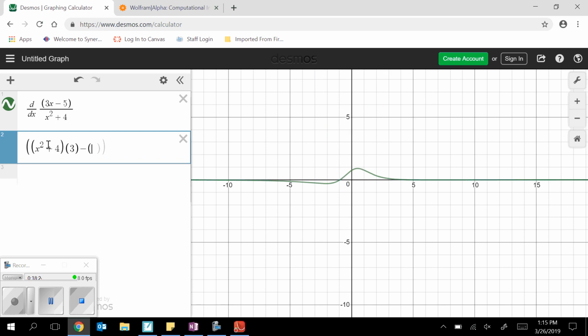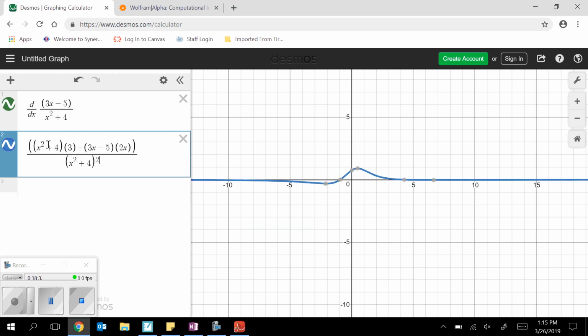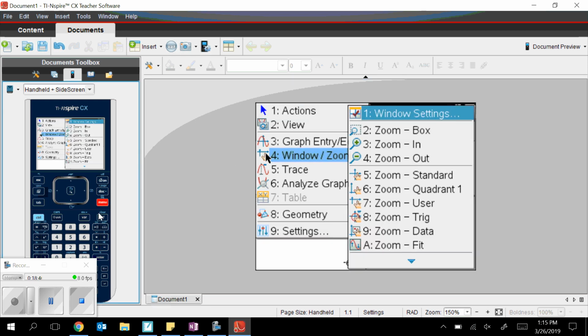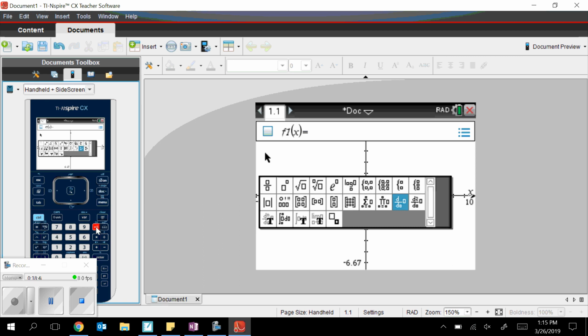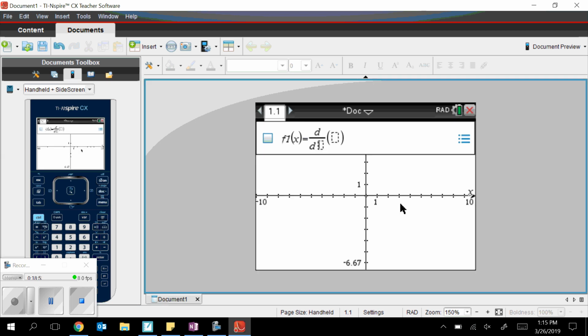Divided by squared plus 4 squared. See how the graphs are the same if I turn off the blue one? Because they're the same, I know I did it correctly. You could do the exact same thing in your graphing calculator. Remember the derivative notation. Oh, where is it? It's either in the menu key or the one next to 9, and I have to check every time. Here it is. This one. Yep, dx. And again, you plug in the function, and then you'd graph your answer, and as long as the graphs are on top of each other, mission accomplished.